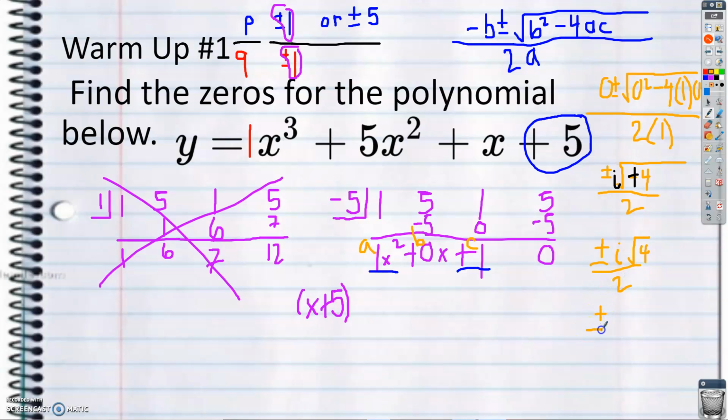And so that's plus or minus i, and then I know the square root of 4 is 2, so that's 2i divided by 2. And it doesn't matter if you say i times 2 or 2i, and then 2 divided by 2 is 1, so that's plus or minus i. So that's one factor, or 2 of my x-intercepts are my zeros, and this is the other one.